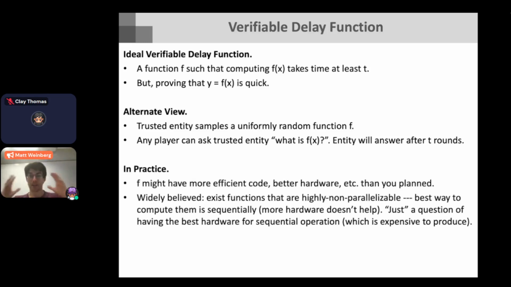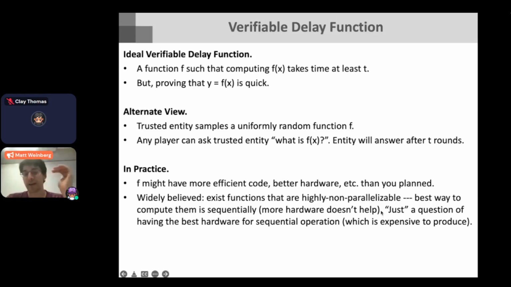Now in practice, obviously, the question is, what happens if I coded up an algorithm for f and someone else finds more efficient code? Someone else designs better hardware. Someone else buys more hardware, something like that. So what happens in practice is that people believe that there exist functions that are highly non-parallelizable. What this means is they really believe that the best way to compute them is just sequentially, to do some operation over and over and over again, and that that operation cannot be parallelized, that you need to take these steps sequentially. So that's the theory that people really believe.